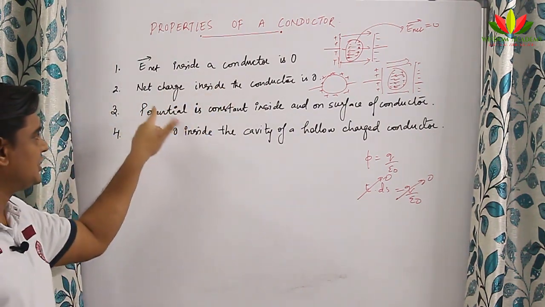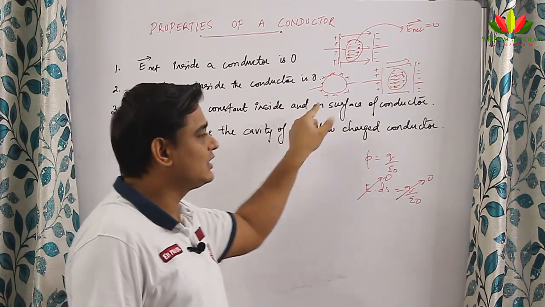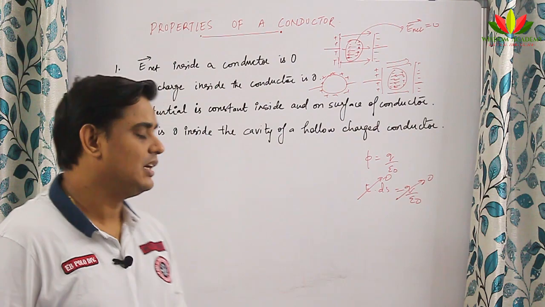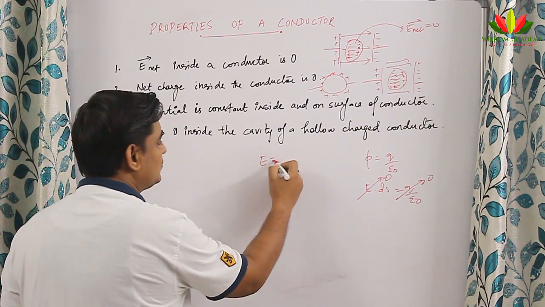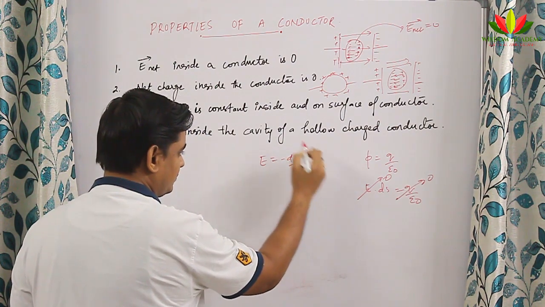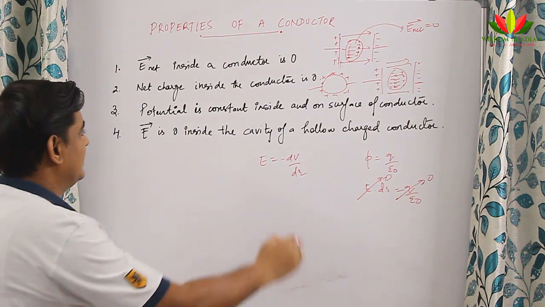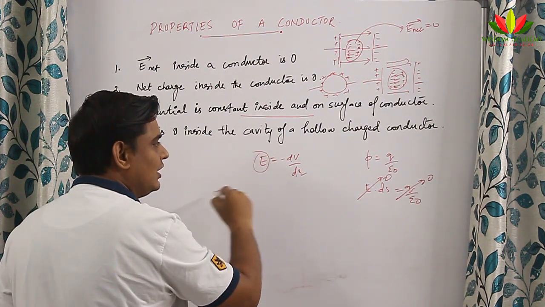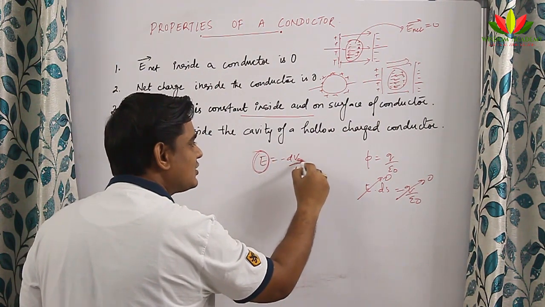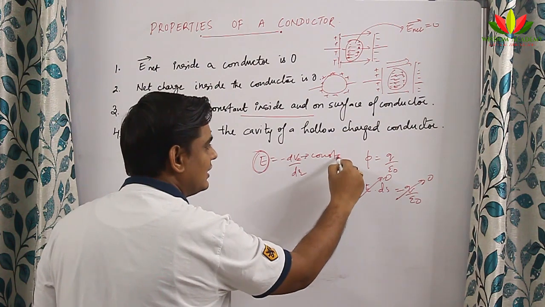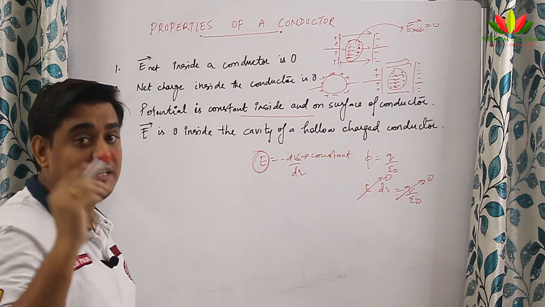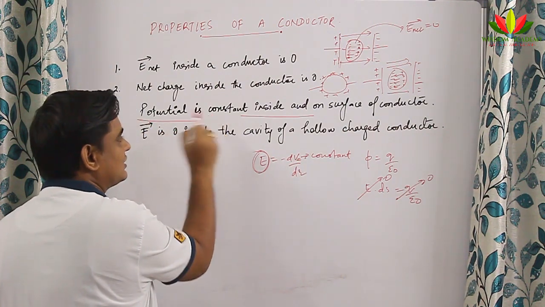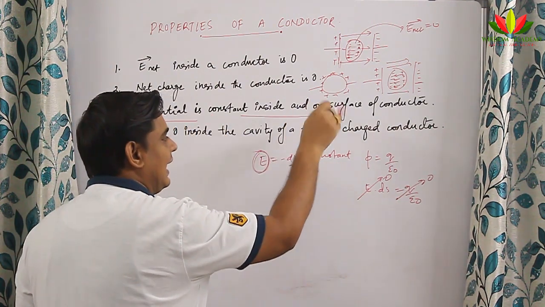The third thing: potential is constant inside and on the surface of the conductor. This point I also discussed in the previous class, where I told you that E is equal to minus dV by dr. So it says that inside the conductor, since the electric field is zero, the electric field can be zero only if V is constant. Basic differentiation: d by dx of any constant is zero. So V must be constant. That's why it is written that potential is constant inside the conductor and on the surface.